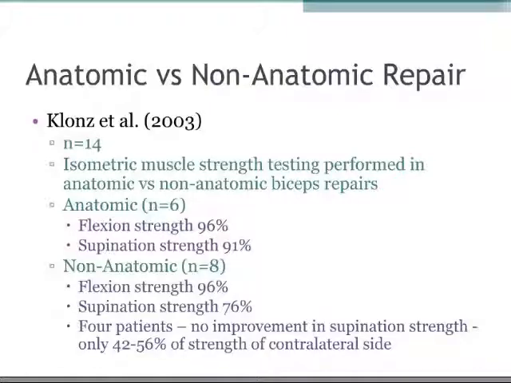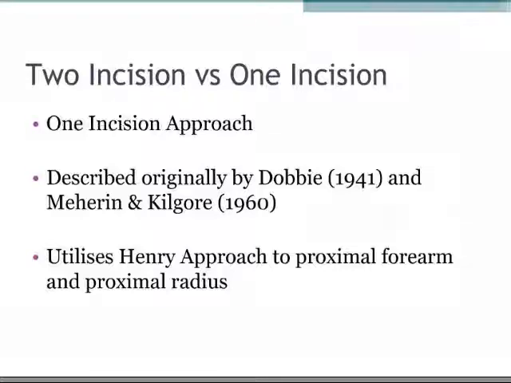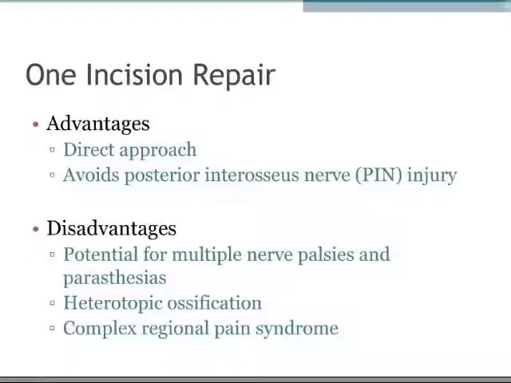There are two main operative techniques for repairing distal biceps ruptures, a one-incision or a two-incision approach. Originally, a one-incision approach was described by Boyd and Anderson, and Meherin and Kilgore, utilizing a Henry approach to the proximal forearm. The advantage of this approach is that it is a direct approach, and you avoid the posterior interosseous nerve. However, there are a whole lot of other nerves and vessels that can be damaged, as well as the risk of HO and complex regional pain syndrome.